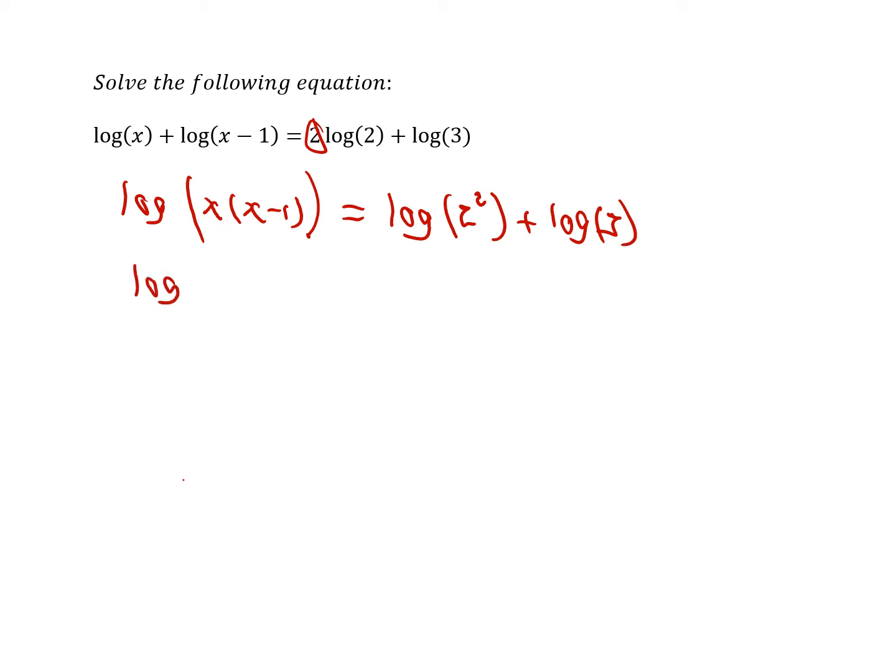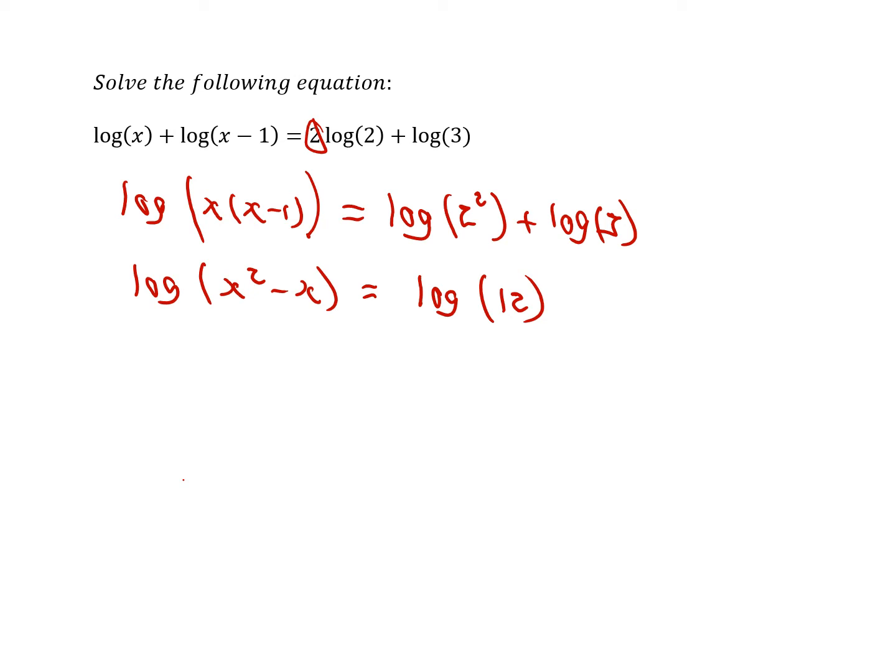So then we get the log of, if I multiply these brackets out, x squared minus x equals, 2 squared is 4 and 3 is 3. So when I combine these two logs together on the right hand side, I multiply the two arguments together like I did a moment ago on the left hand side, and I get log 12. Okay, so it's looking a little happier.